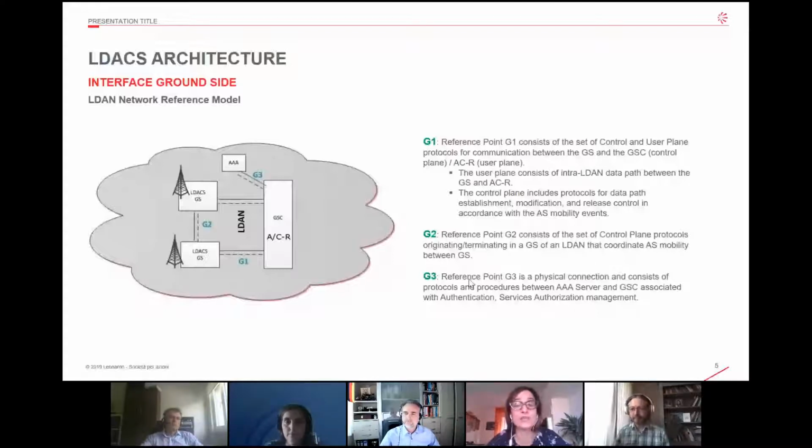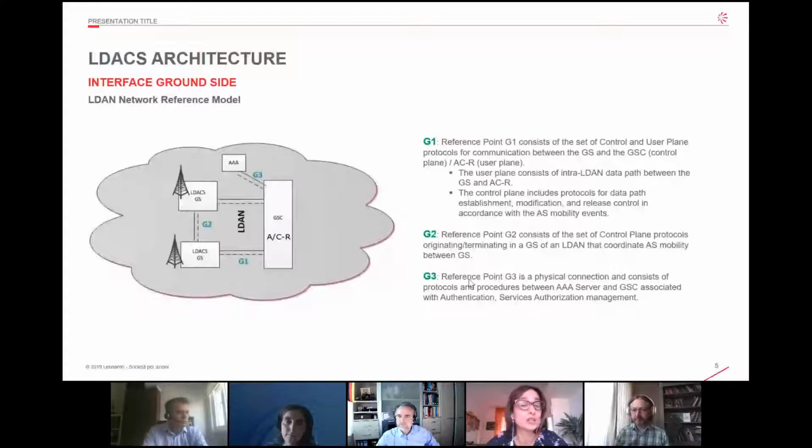The interfaces that the ground side shall support are, first of all, the interface between the ground station and the ground station controller. That could be a logical and physical interface. This interface consists of the set of control and user plane protocols for communication between the ground station and the ground station controller, and the messages are not only related to the control plane, but also to the user plane.